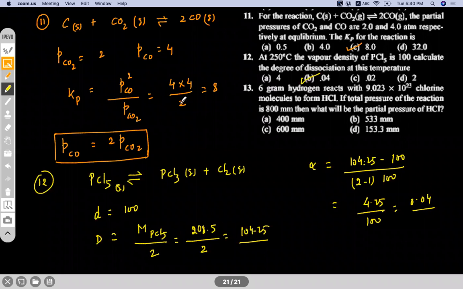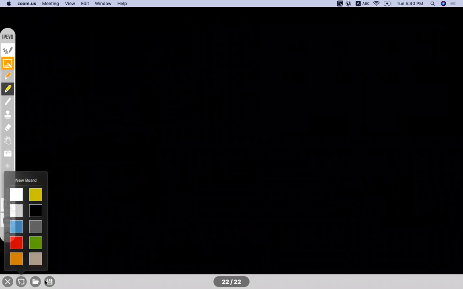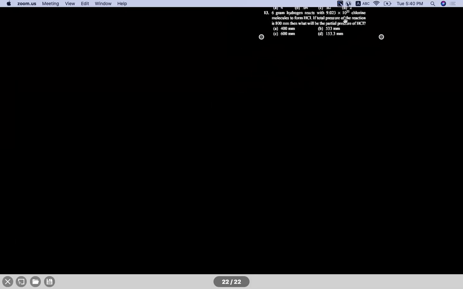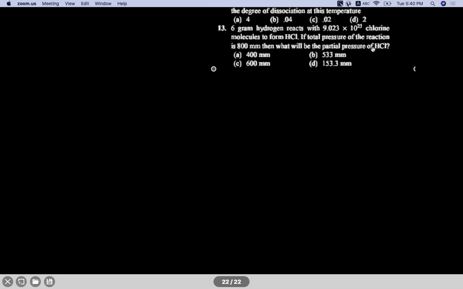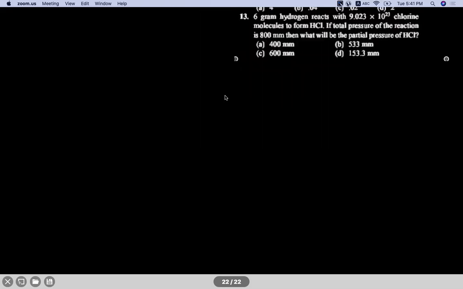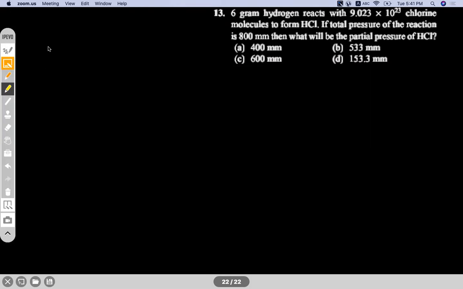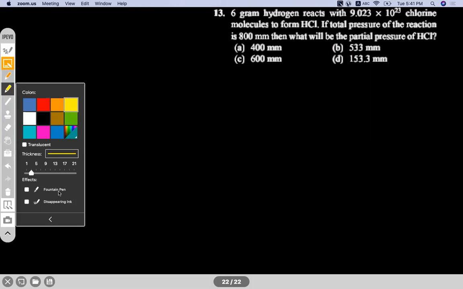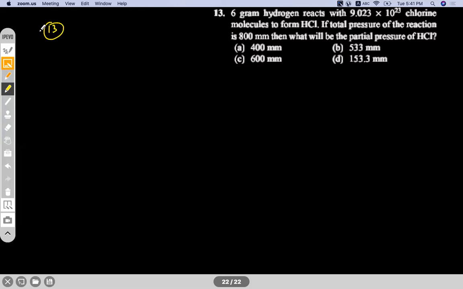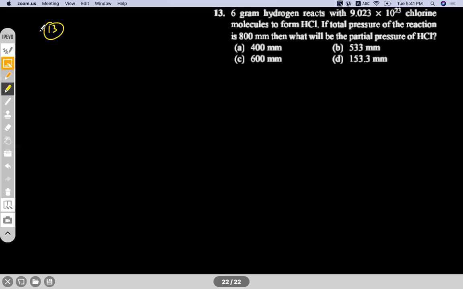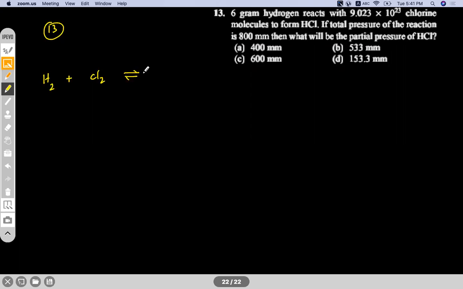Okay, let's discuss the 13th one. Okay. Six gram of hydrogen reacts with this chlorine molecule. So the reaction is what? H2 plus Cl2 gives 2HCl.